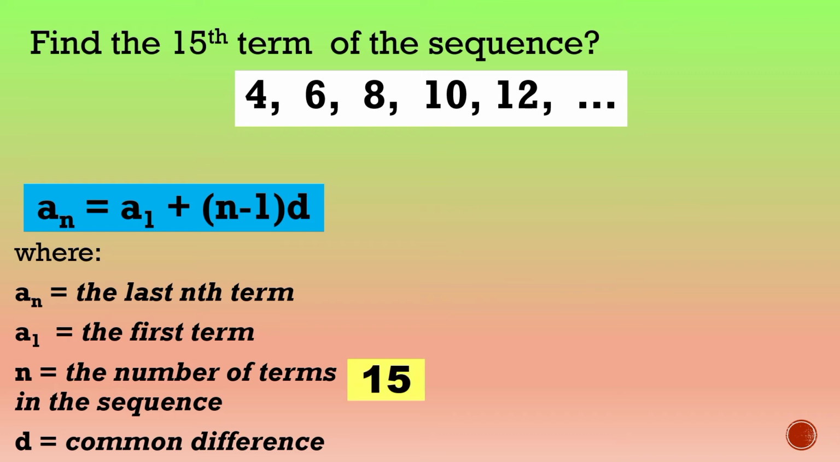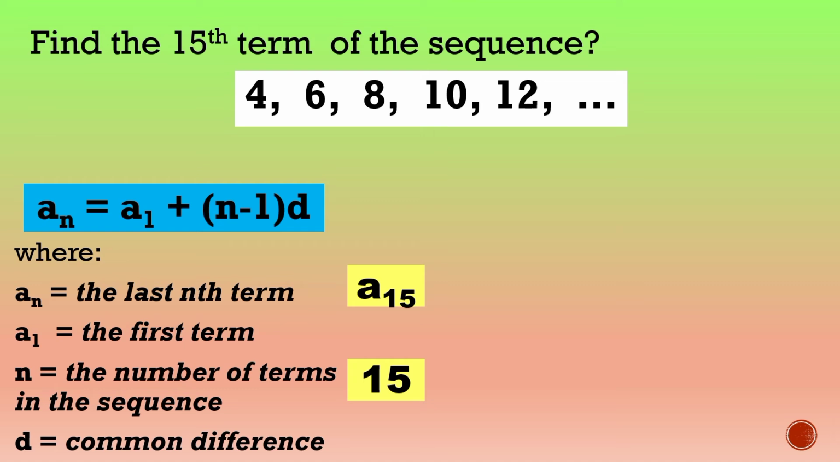Find the 15th term. So, 15 will be the value of n. Okay? So, meron tayong n. So, magkakaroon tayo ng a sub n. So, yung a sub n natin, magiging a sub 15. Kasi, alam natin na ang hinahanap natin ay 15th term. So, yun yung ipapalit natin as n. Okay? So, a sub 15.